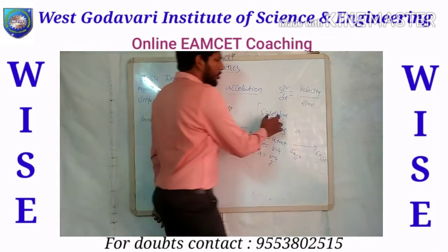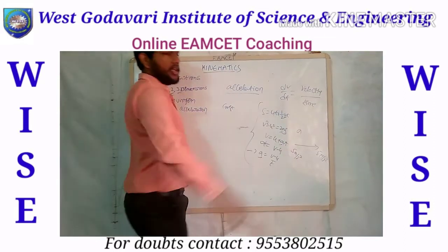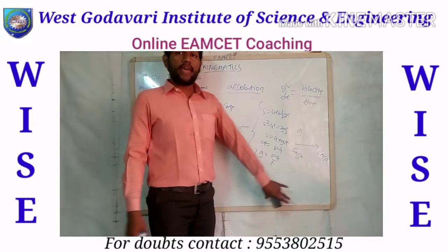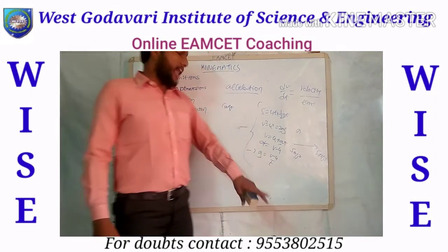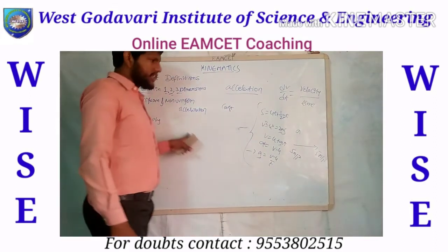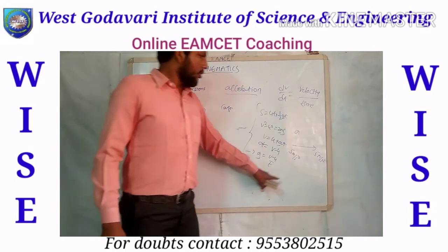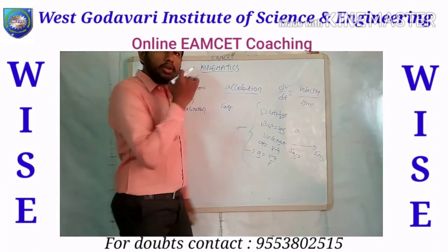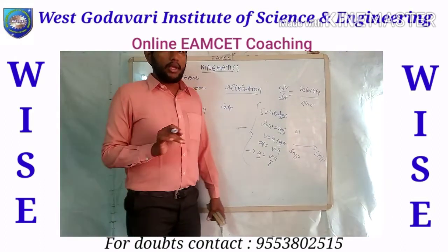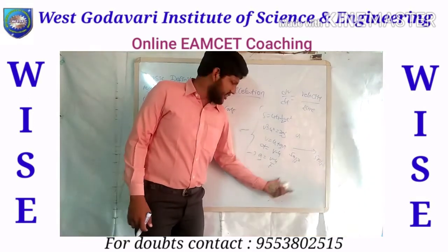So s equals ut plus half at squared. Here a is the acceleration. Okay, these are the formulas for when the acceleration is uniform. If the acceleration is non-uniform, that means there is always a change in the acceleration or retardation. In that case, there is no such equation as for uniform acceleration. These are the equations for uniform acceleration, when the acceleration is constant.